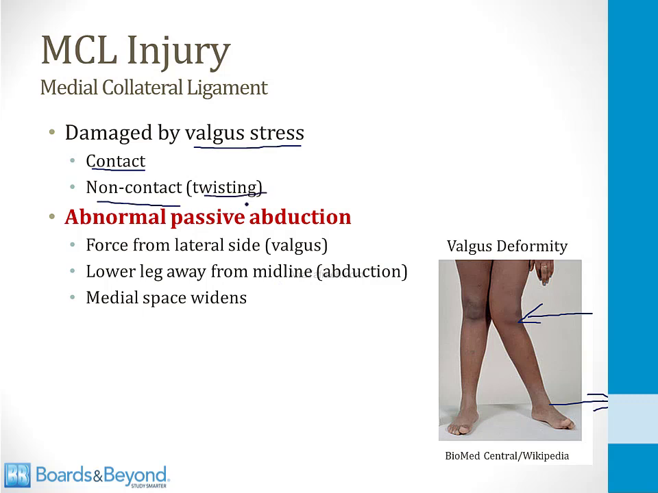On physical exam, what you see in an MCL tear or injury is abnormal passive abduction of the knee. So to do passive abduction, what you do is apply a force to the lateral side of the knee. That's a valgus stress. So you push the knee inward, and then you bring the lower leg outward. That's abduction. That's why it's called passive abduction. So you're passively moving the lower leg away from midline. The knee is being pushed towards the midline.